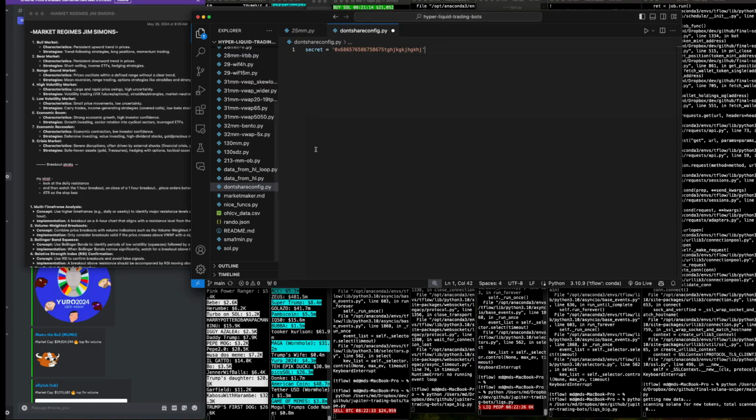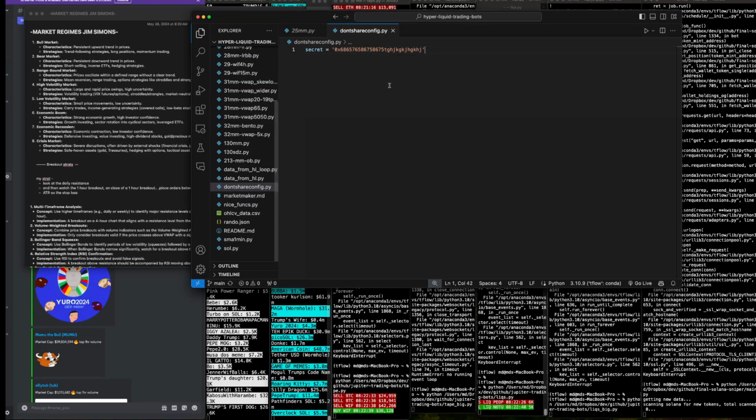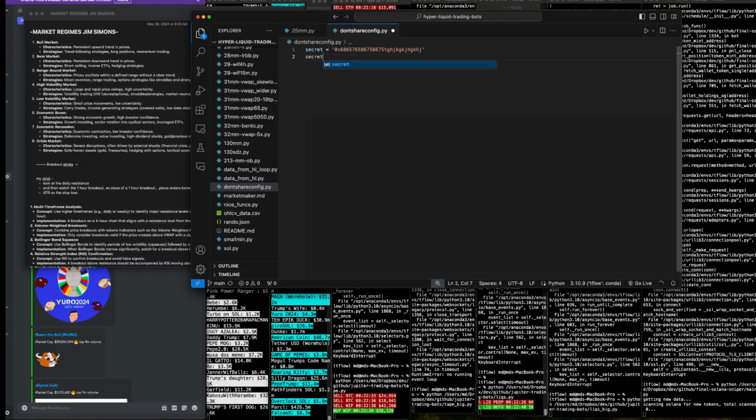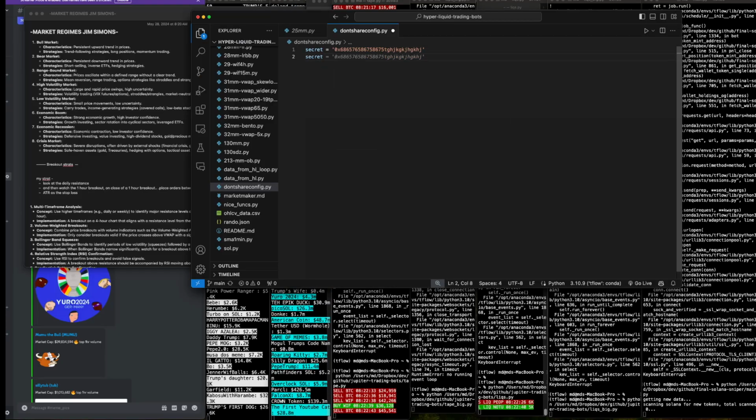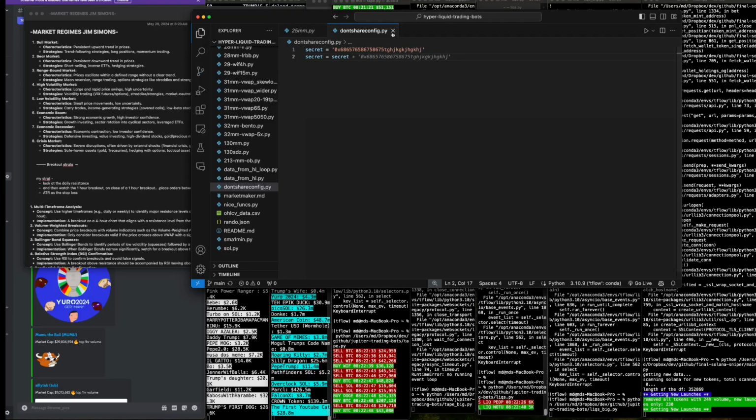Okay, so let me go get my private key. This is how it's set up though, if you are wondering: don't share config, private key. I'm going to say secret equals secret to make it so I don't show my key. Okay, that's all. It's secret equals secret. That's all. Okay, you know what it is now.